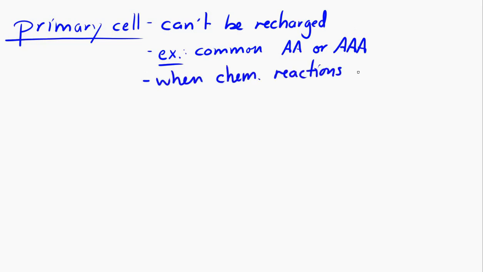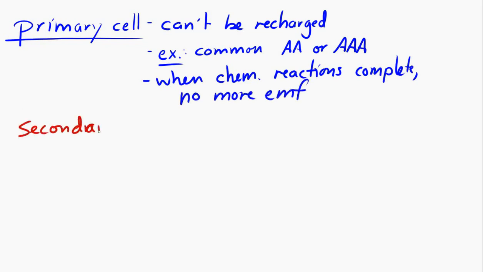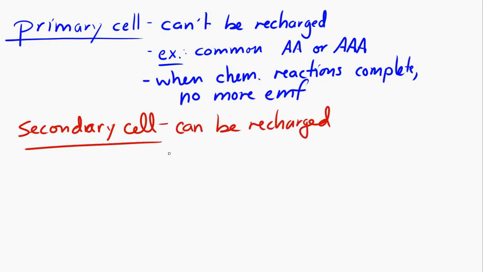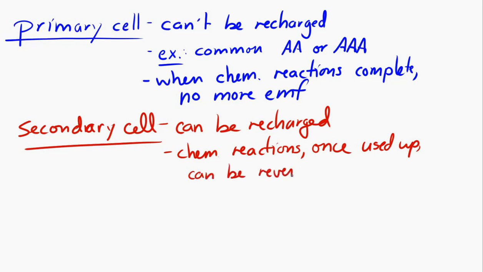and it's no longer useful. A secondary cell is one where the chemical reactions can be reversed and the battery can be recharged. So in a secondary cell, you use it to provide an EMF. All the chemical reactions happen. Once all the chemicals have been used up, you can undo those chemical reactions. And if you undo the chemical reactions, then the chemical reactions can happen again and the cell can provide an EMF.